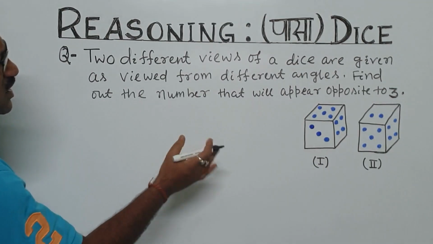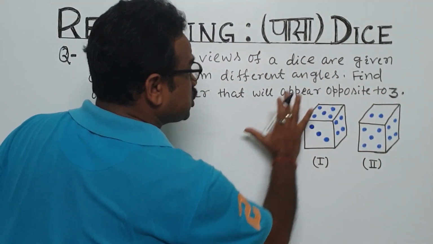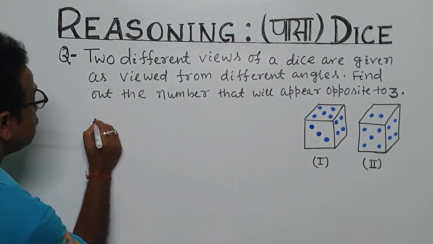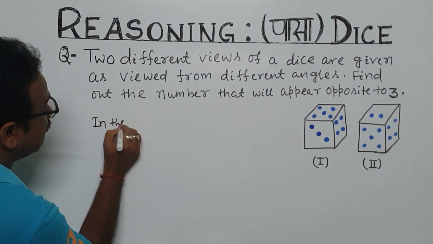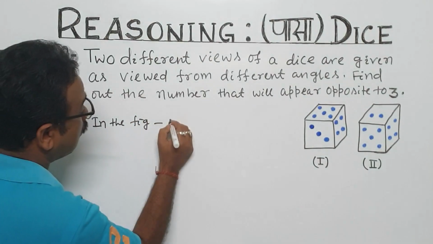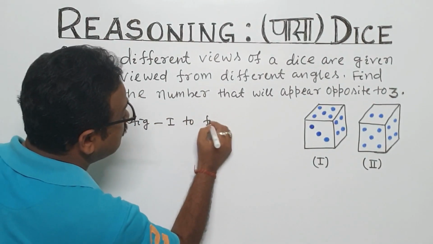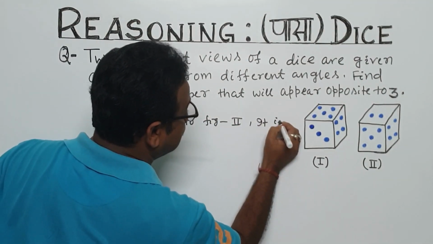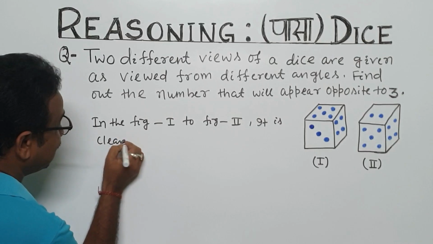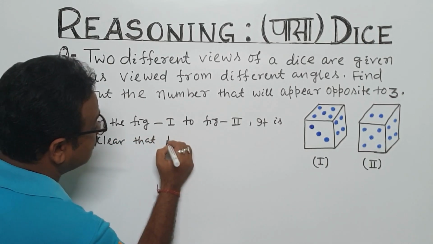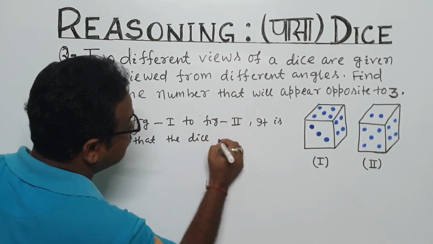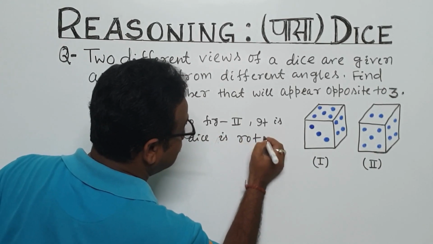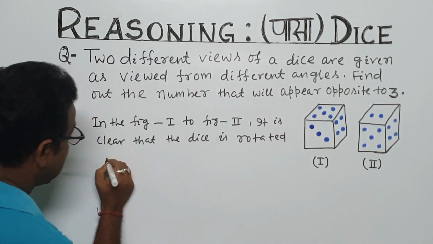So see, the figure is given, so you have to look at the figure very carefully. From figure 1 to figure 2, it is clear that the dice is rotated downwards.